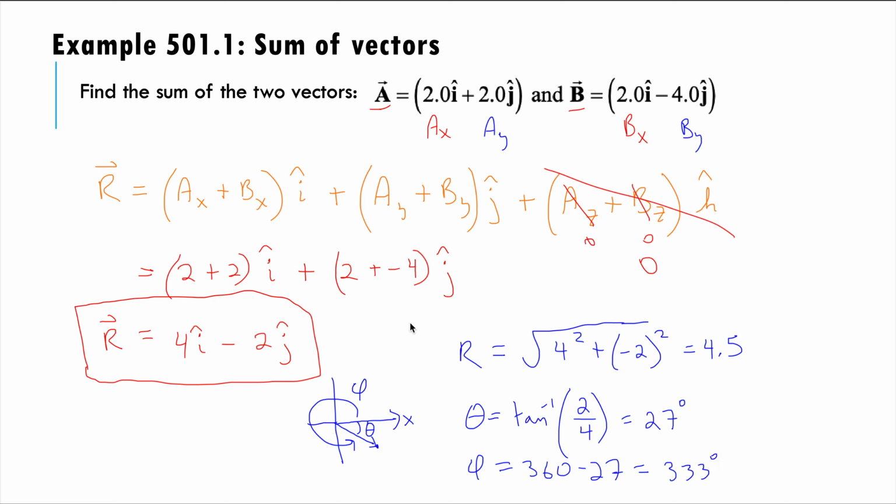So hopefully you can see how easy it is to work with unit vectors and how it helps vector addition. And if you had a z component to either of these vectors, then you would just add them here and you'd follow it up by a k hat to specify that z direction.